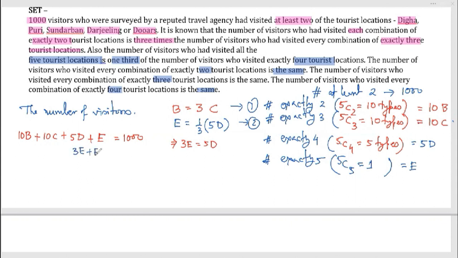So 3E plus E, this is the next part, and 10B plus 10C. B is equal to 3C, so 10B can be written as 30C. So it should be 30C plus 10C plus 4E equal to 1000. So from here 40C plus 4E is 1000. I can write it down, 10C plus E is equal to 250.